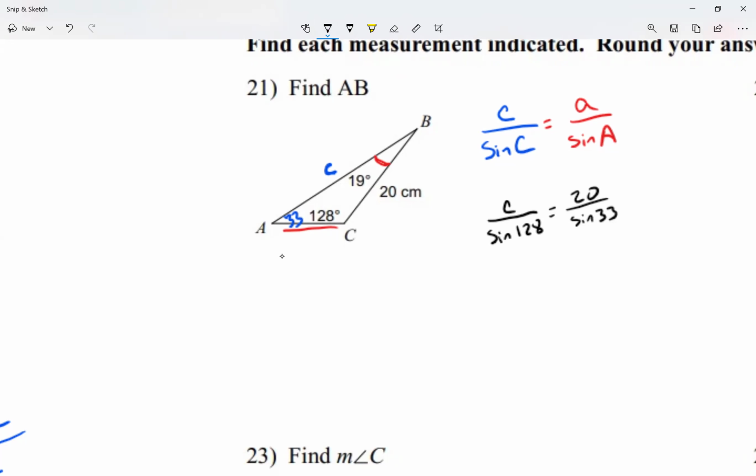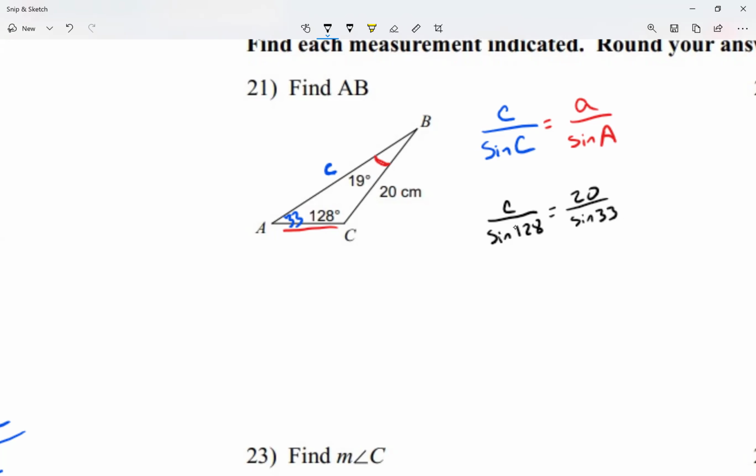Okay. Now I want C by itself. Keep in mind that there are three numbers that I know. 20, that's a number that I know. Sine of 33. So not just 33, sine of 33. It is a decimal. Like I said, we type in on our calculator sine of 33, and we will see that it is a decimal. So all of this together. And then sine of 128, all of it is together.